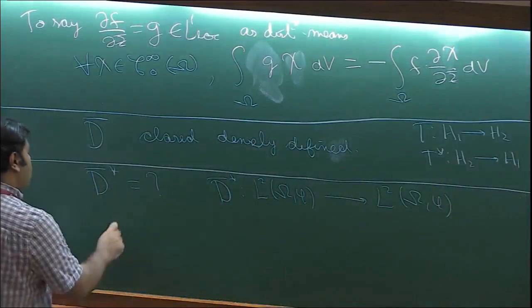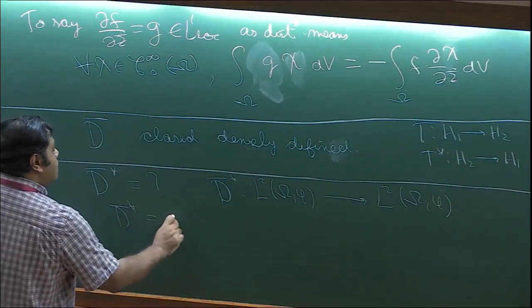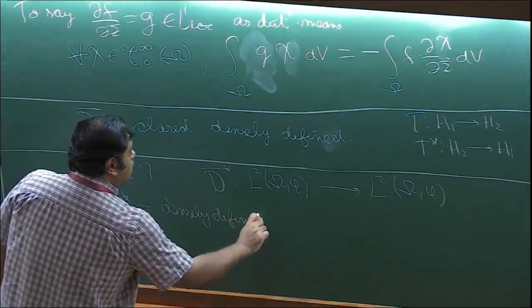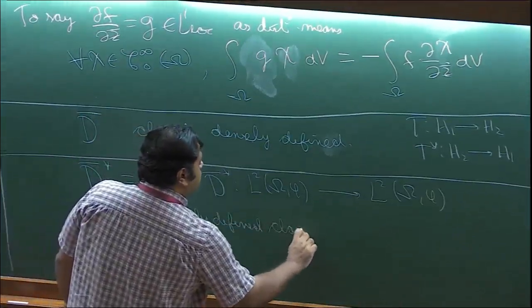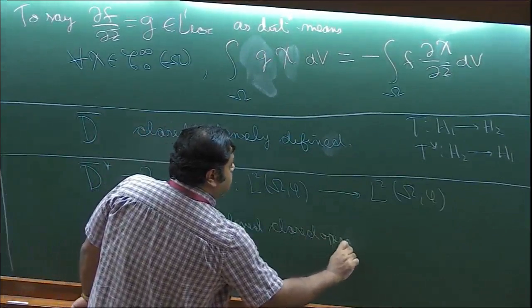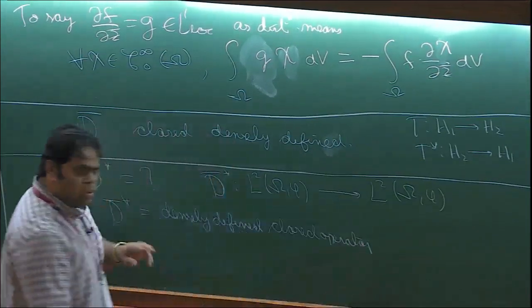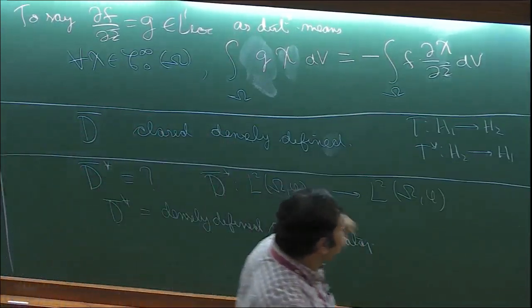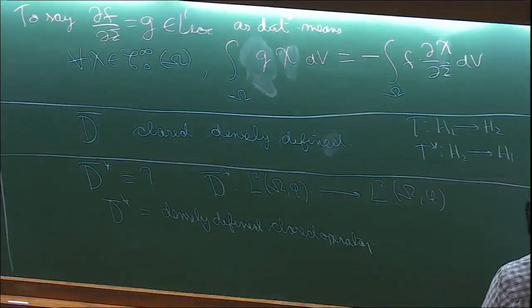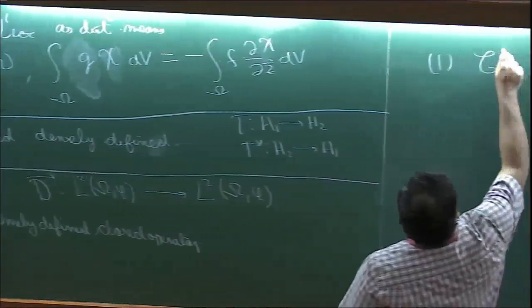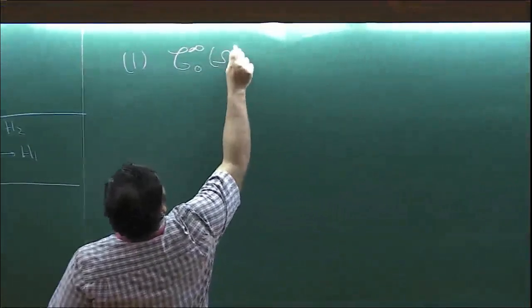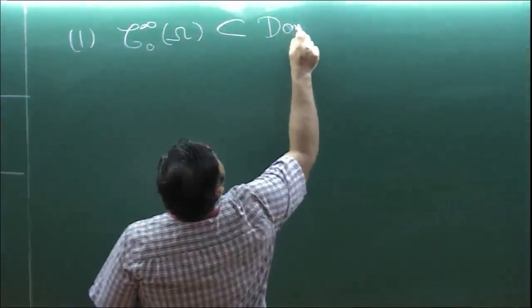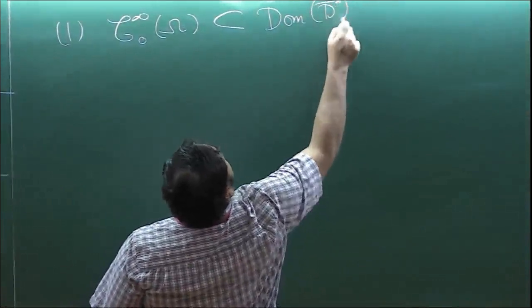What we already know is that this D bar star is a densely defined closed operator. So we'll prove two very simple facts about D bar star, which will suffice for our purposes. The first thing we want to understand is that C infinity functions with compact support are contained in the domain of D bar star.